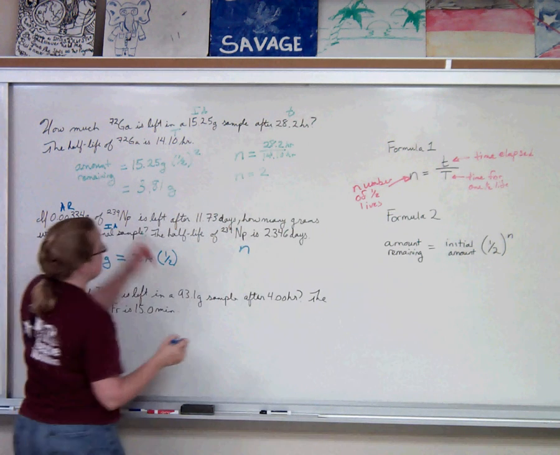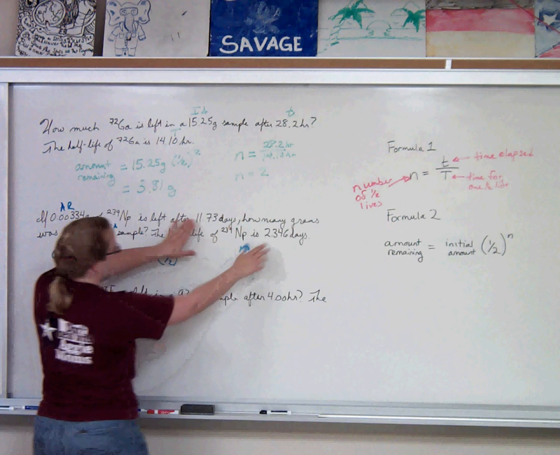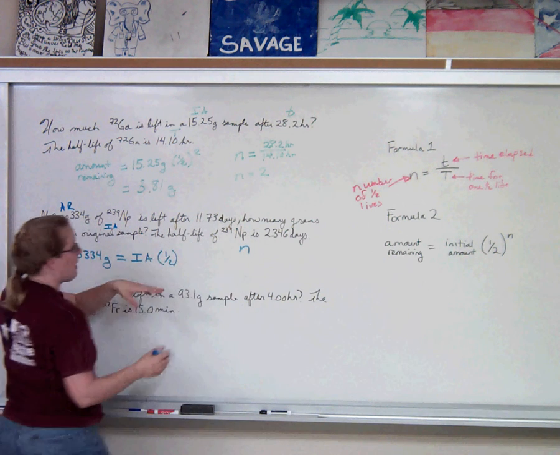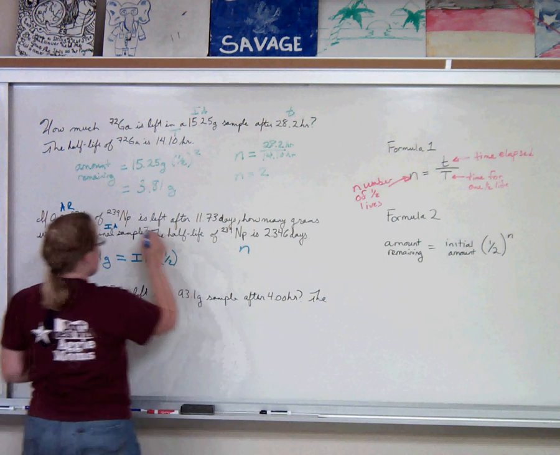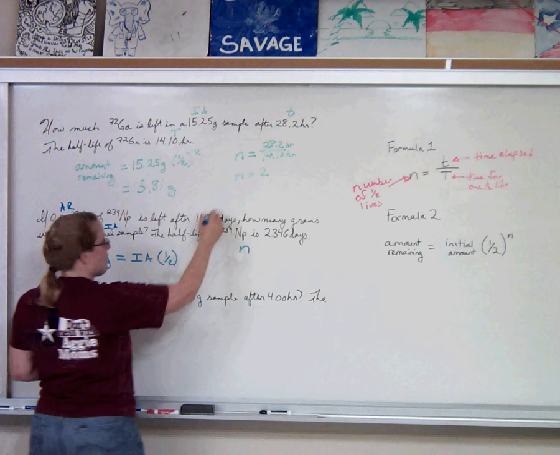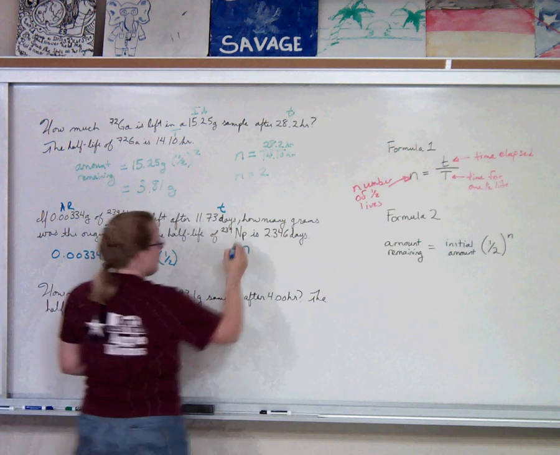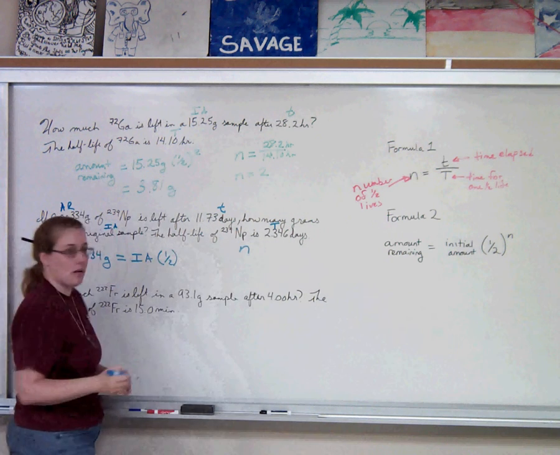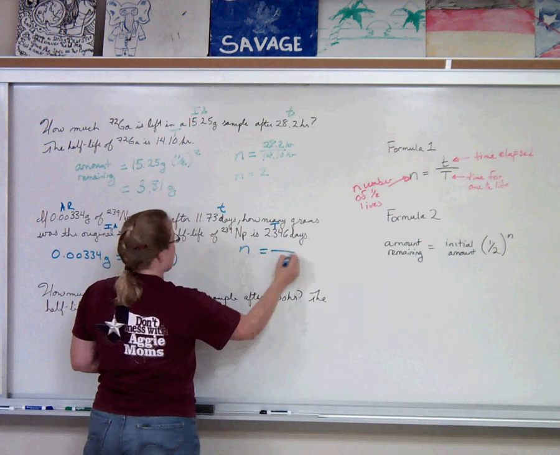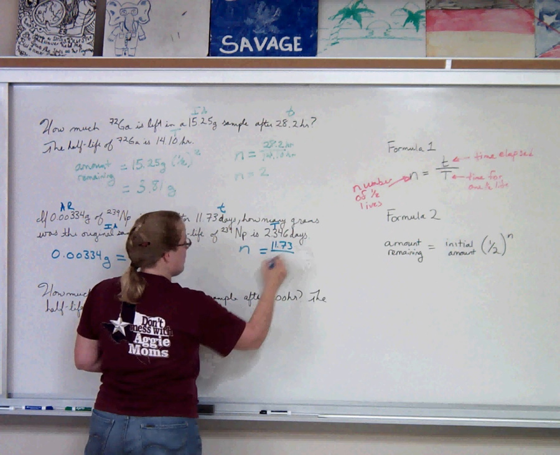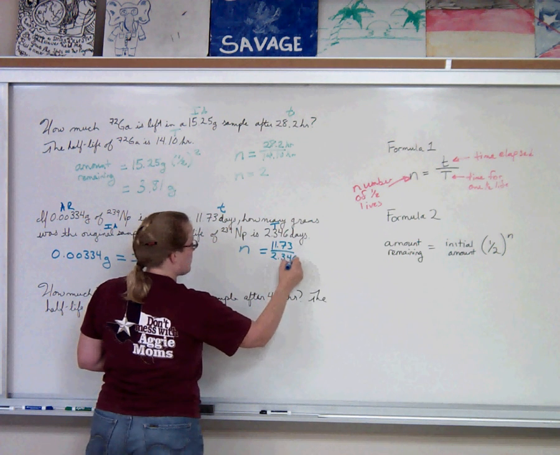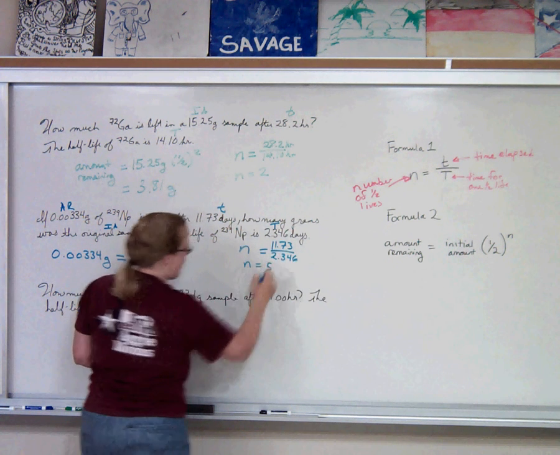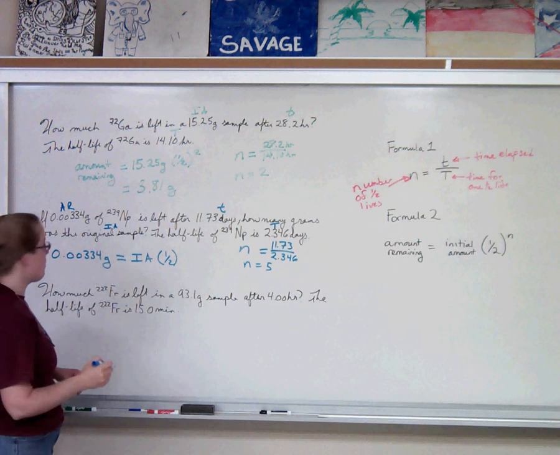We have to figure out, of these two numbers, which one is our time elapsed and which one is our half-life. So after 11.73 days, that's our time elapsed. The half-life is 2.346 days, so that's our capital T. So 11.73 divided by 2.346 gives us an N of 5. So then we're going to put 5 in here.